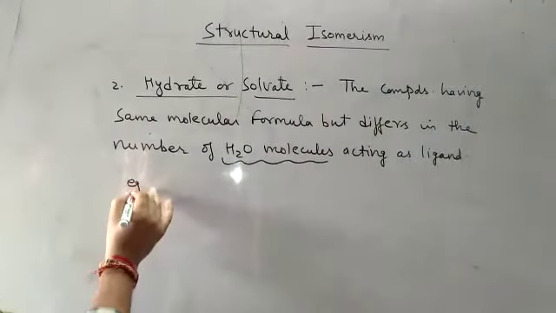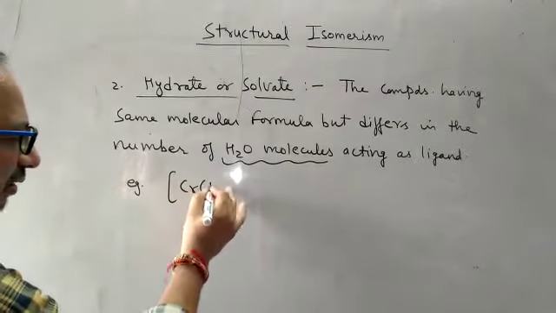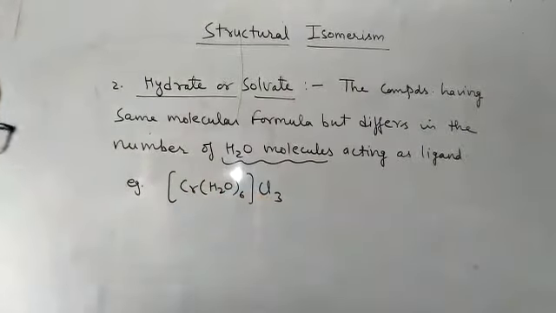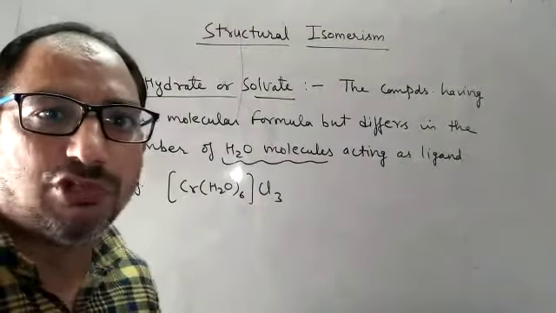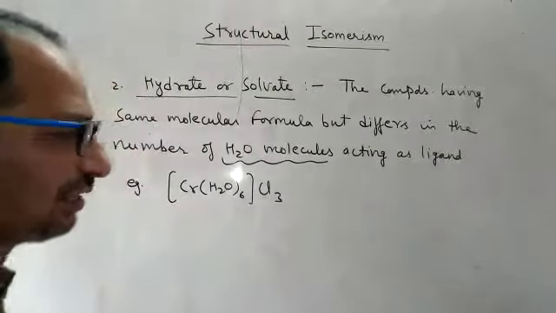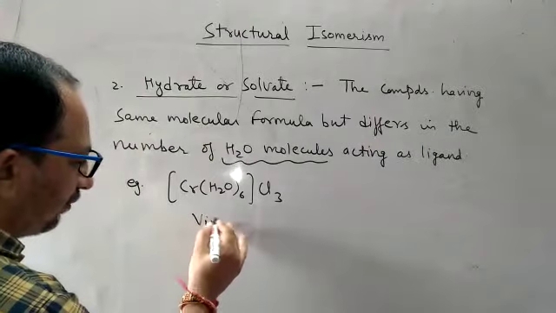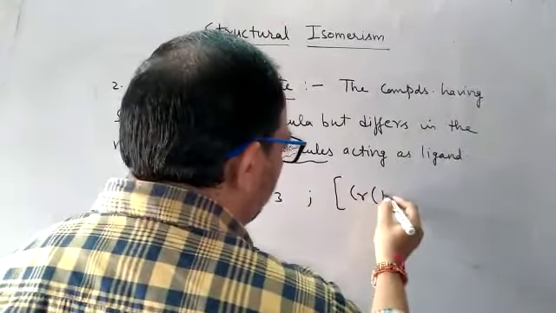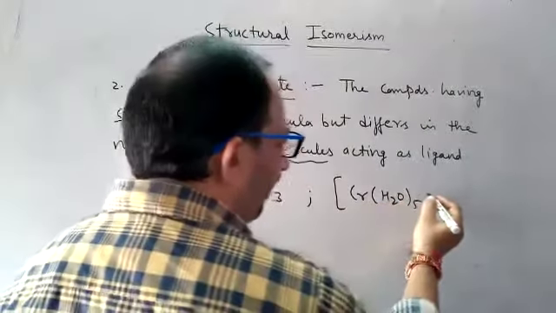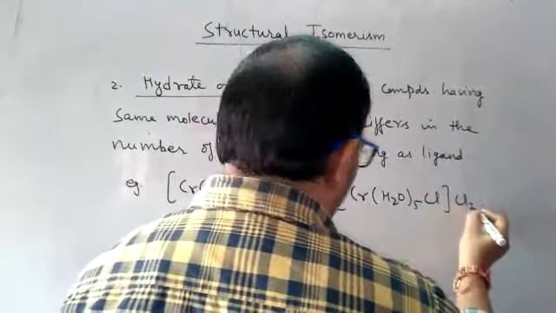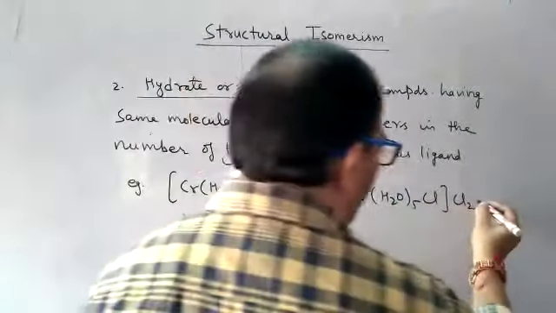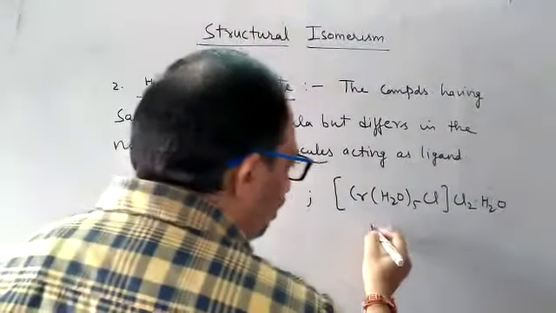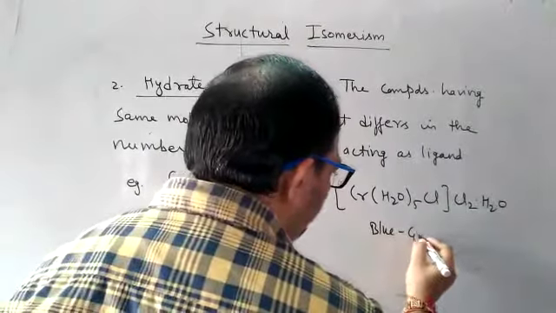For example, [Cr(H2O)6]Cl3. See, the number of water molecules acting as ligands is 6. The color is violet. If I write this compound like this, [Cr(H2O)5Cl]Cl2·H2O, the Cl2 remains outside, with 1 H2O outside. This is called water of crystallization. Now the color changes to blue-green.